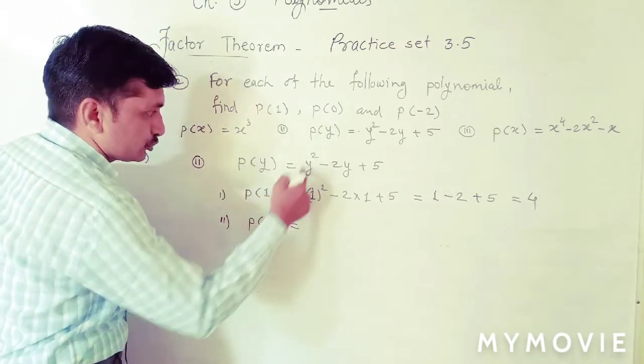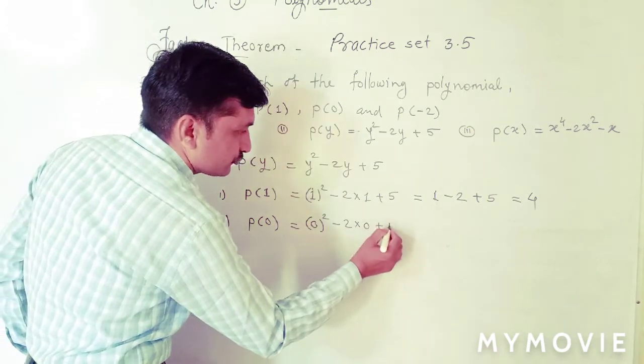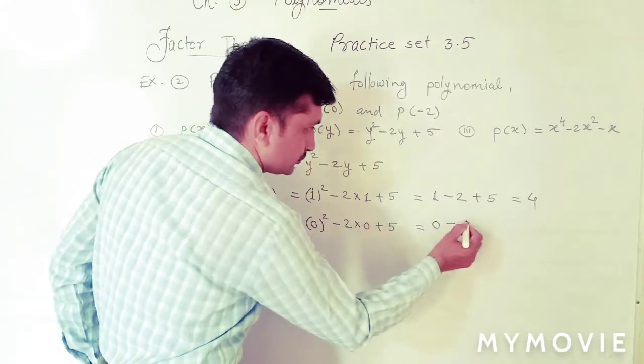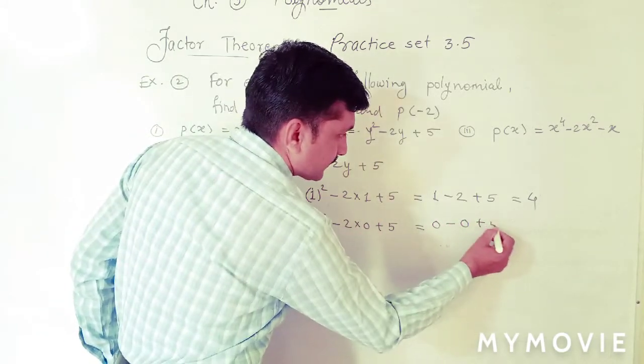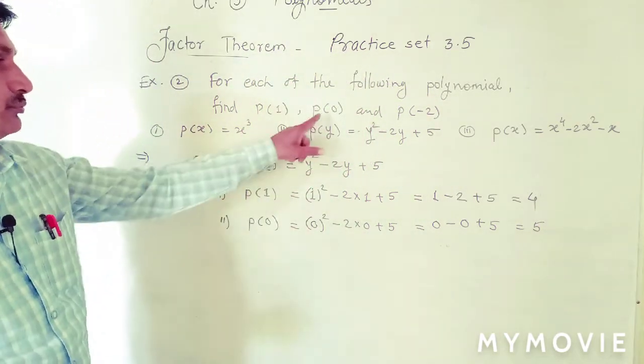Now put y is equal to 0. 0 square minus 2 into 0 plus 5. Now solve this. 0 square is 0, minus 0, plus 5. And therefore the value is also 5 here. Second value, p of 0.